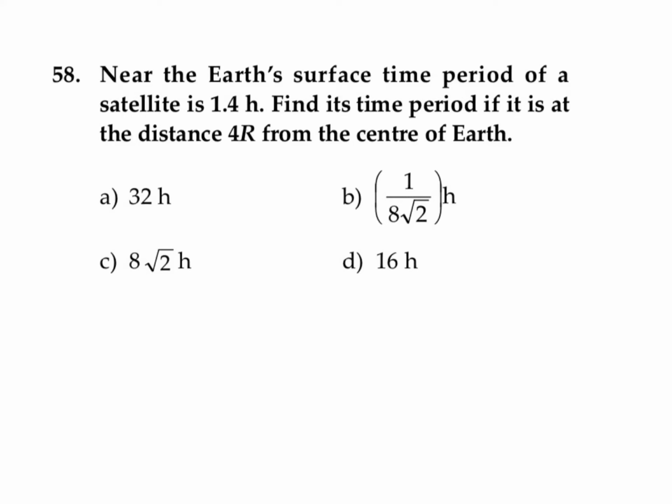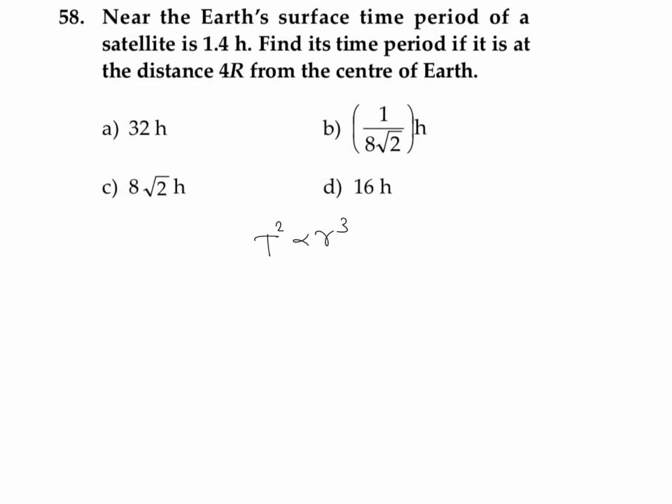In this question it is given that near the Earth's surface the time period of a satellite is 1.4 hour. Find its time period if it is at a distance 4R from the center of Earth. We know the relation: square of time period is directly proportional to cube of radius, or we can write T is directly proportional to r raised to 3 by 2.